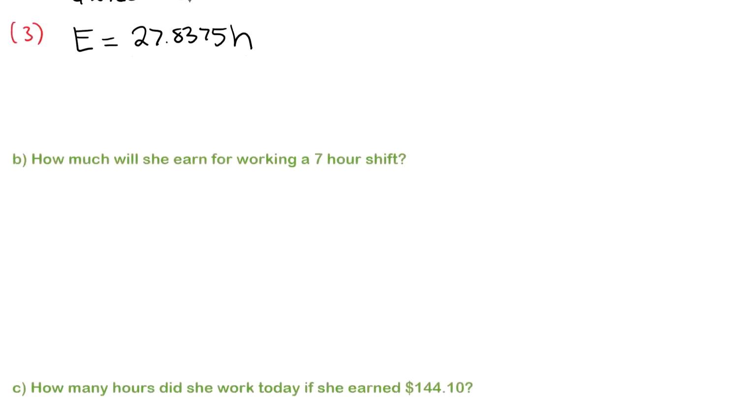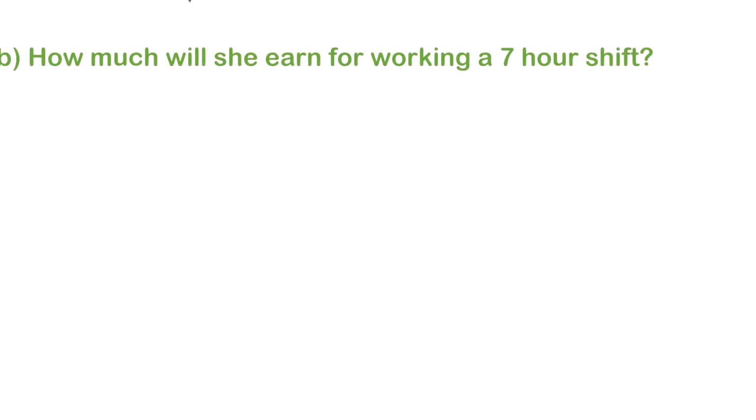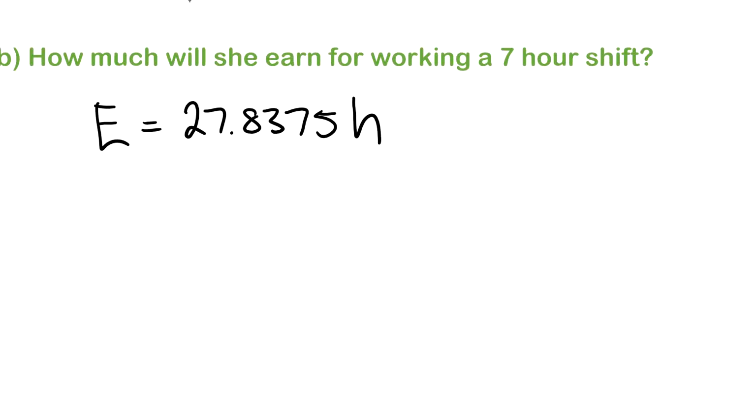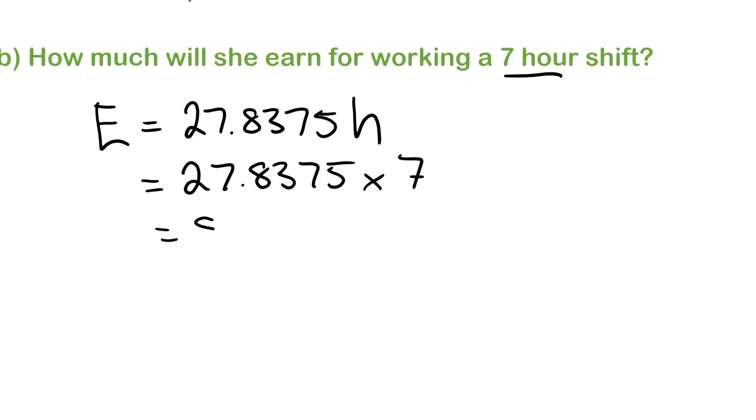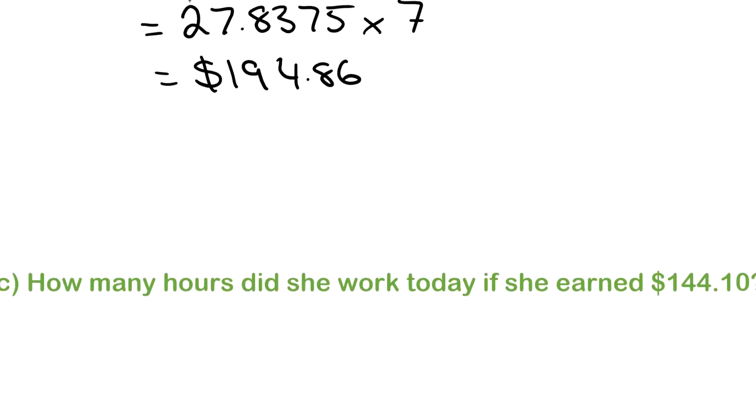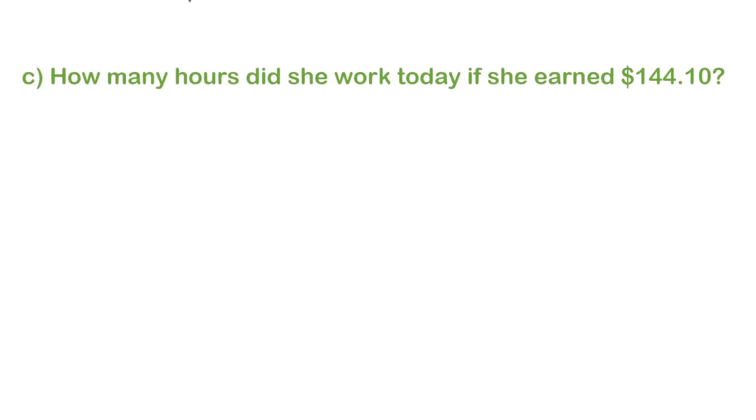Now, part B: how much will she earn for working a 7-hour shift? We've already got our equation, E equals 27.8375H. If we know our H value is 7 hours, all I need to do is substitute this into where that H is. So 27.8375 multiplied by 7 gets us 194.86. So for a 7-hour shift, she earns $194.86.